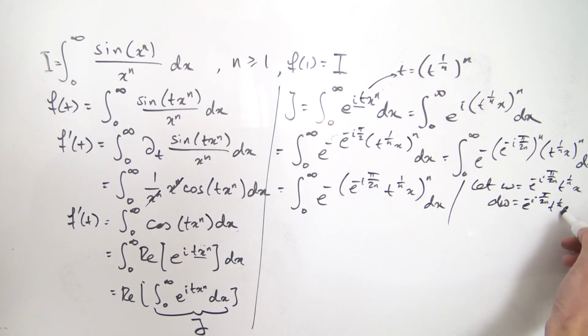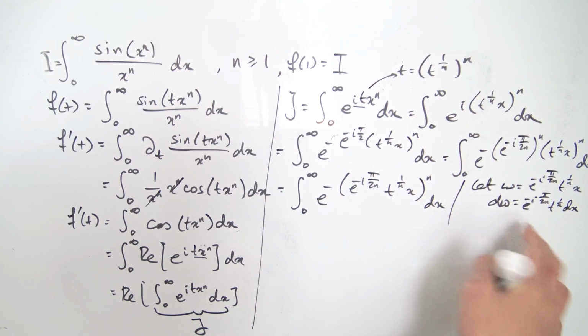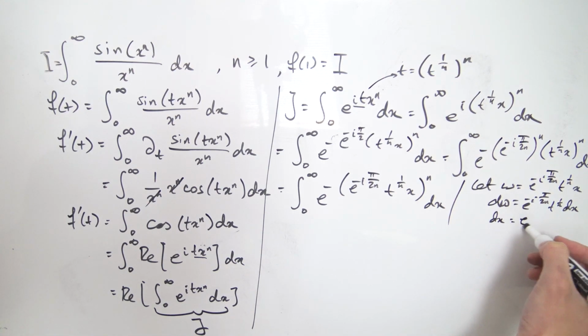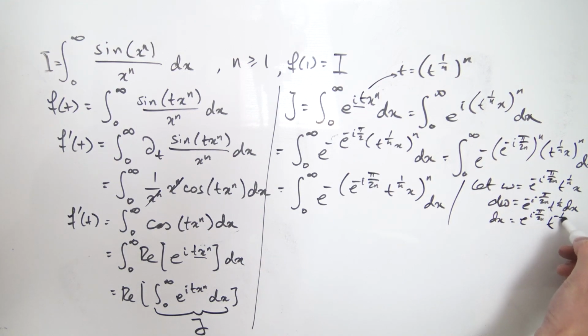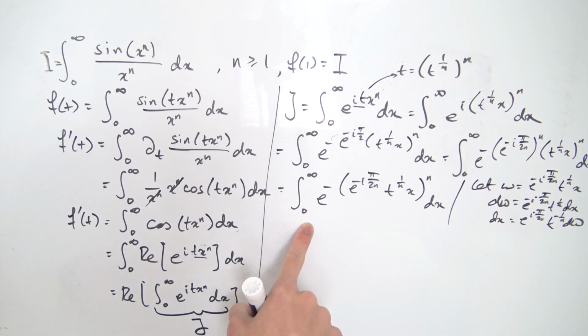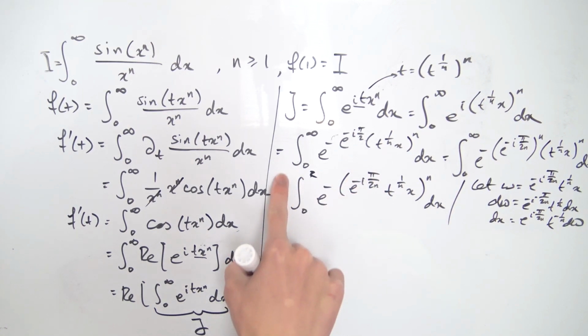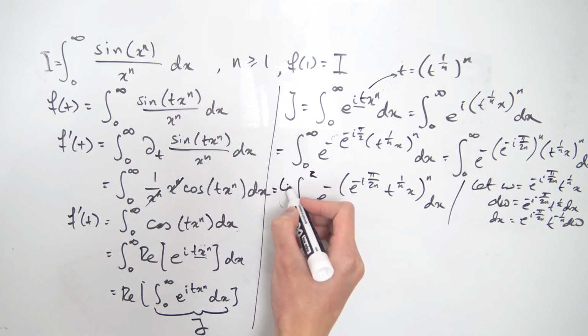And now we want to isolate our dx, so let's just bring all of this stuff onto the other side, and we can do that quite easily by just flipping the sign in the exponent. So dx is equal to e to the i pi over 2n times t to the minus 1 over n d omega. Okay, so we have all of that information now, and one more thing I want to do. Instead of having the integral from 0 to infinity, I'm going to replace this with the integral from 0 to r, and just simply chuck the limit out on the outside.